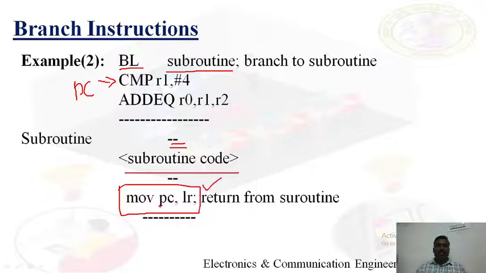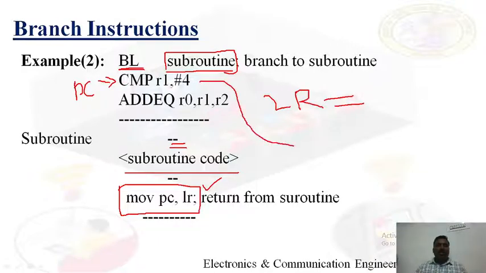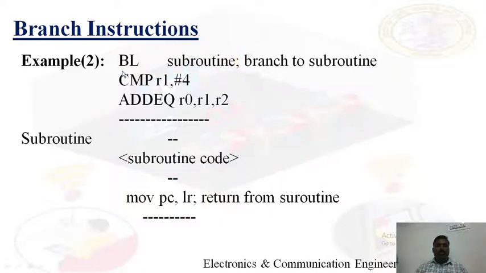you need to load the PC with the value of LR. During the execution of this BL, branch with link, the PC is changed to the subroutine. Before that, the link register is loaded with the address of the next instruction. Nothing but the content of the PC is copied to LR initially, then the branch takes place. So from here to the subroutine, after the completion of the subroutine, the last instruction is this one, that is move PC comma LR.